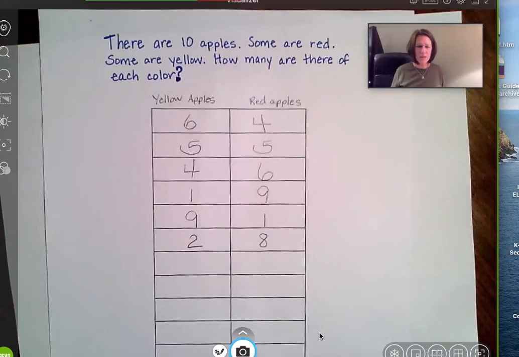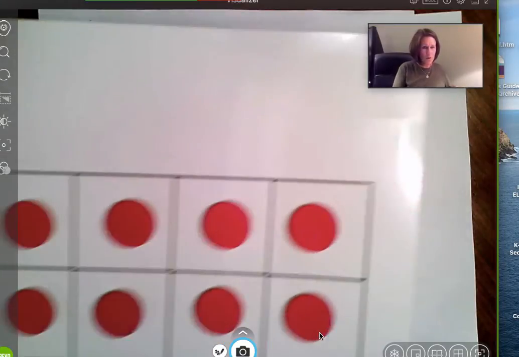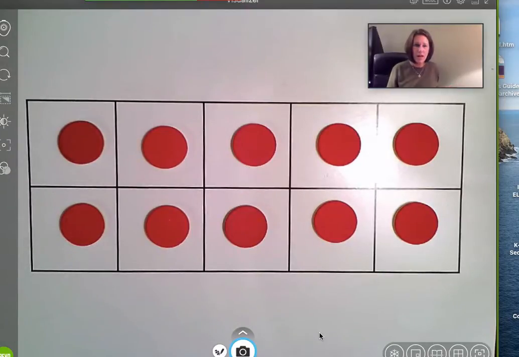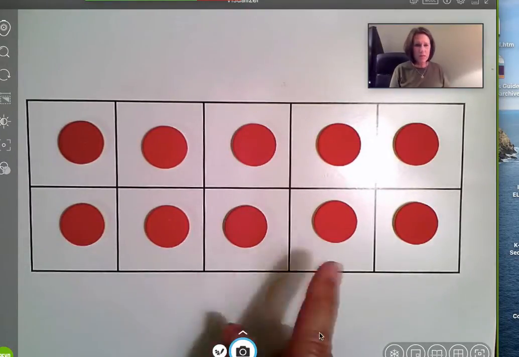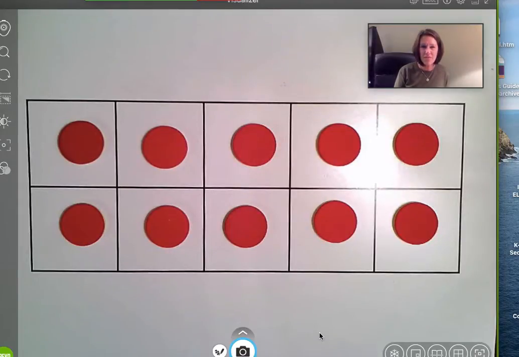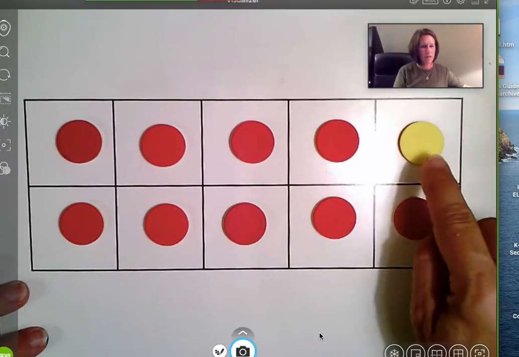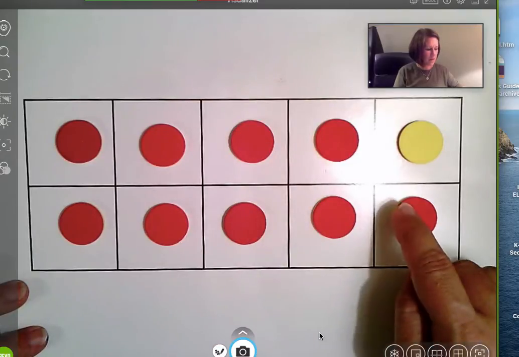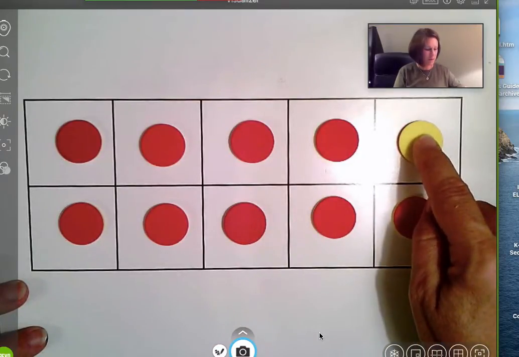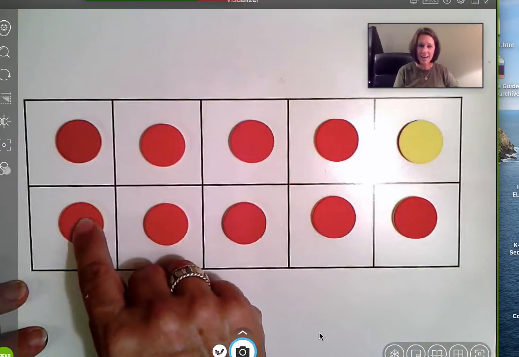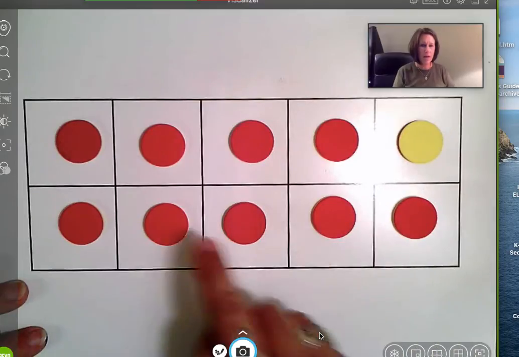This is one of those times, mathematicians, where patterns and order might help us to figure out the answer to how many are red and how many are yellow. What if these were the apples and we put it on a 10 frame and ordered them that way? This one could be yellow. If this one was yellow and the rest were red, we would know that it was 1 plus 1, 2, 3, 4, 5, 6, 7, 8, 9. 1 could be yellow and 9 could be red.